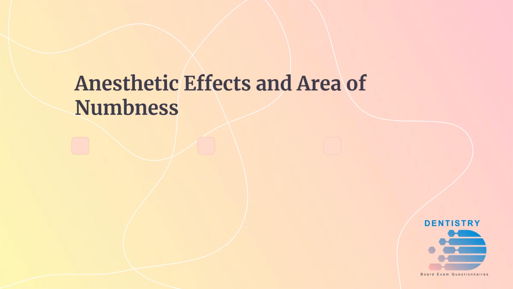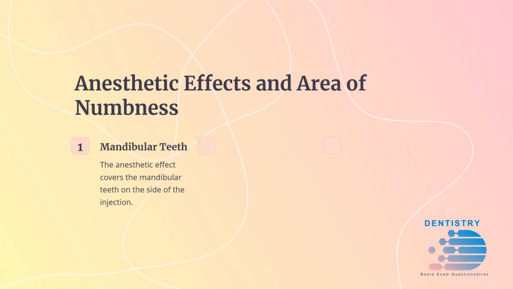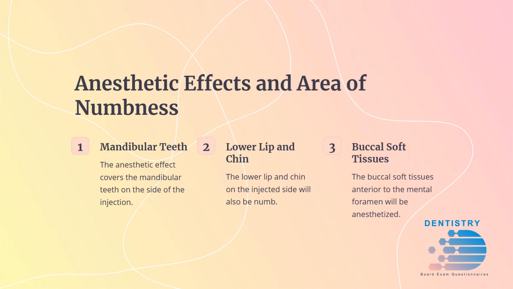Anesthetic effects and area of numbness. 1. Mandibular teeth. The anesthetic effect covers the mandibular teeth on the side of the injection. 2. Lower lip and chin. The lower lip and chin on the injected side will also be numb. Third, buccal soft tissues. The buccal soft tissues anterior to the mental foramen will be anesthetized.